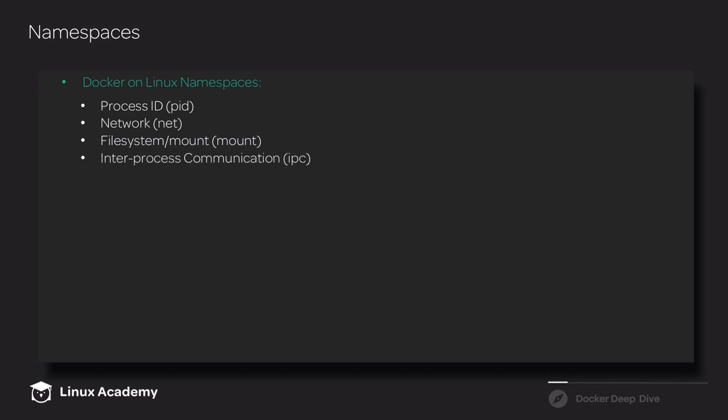The IPC namespace is used for sharing memory access within a container, and it also isolates it from other containers. The user namespace allows you to map a user inside of a container to a different user on the host. A good example of this is mapping the root user of a container to a non-root user on the host. The UTS namespace provides each container with its own unique host name.